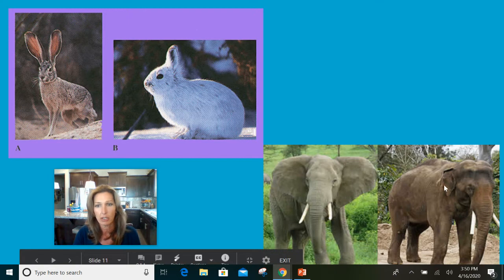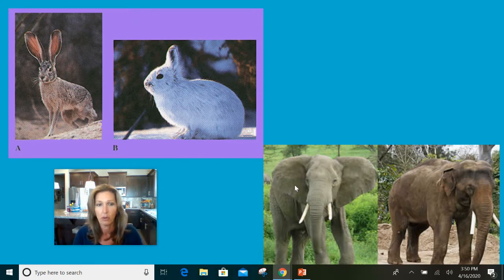Same thing if we look at our two different elephant species. My African elephant has very large ears. Those large ears are not for hearing, they are for exchanging heat with the surrounding environment to get rid of excess heat, versus my Asian elephant that doesn't need to do that as much. And so they've evolved to have smaller ears.